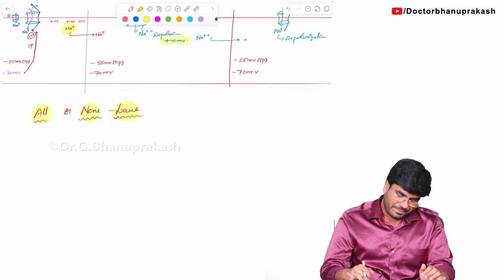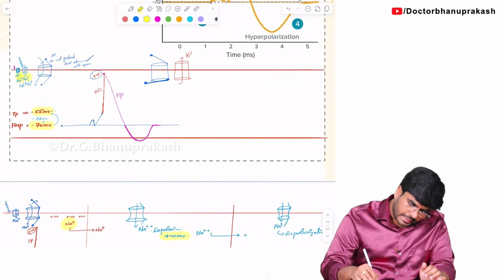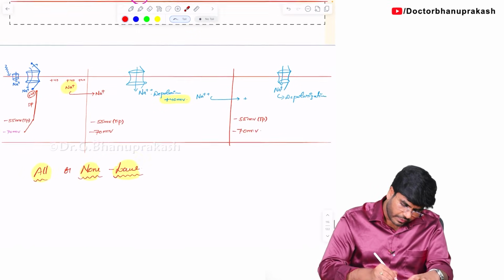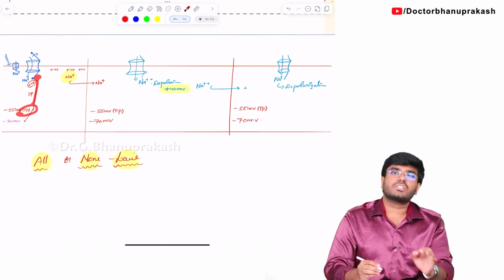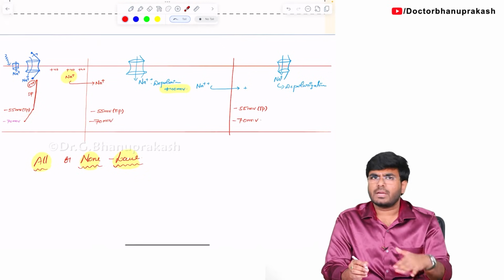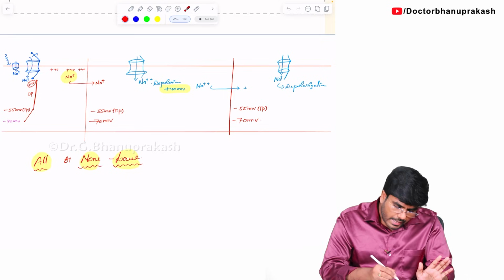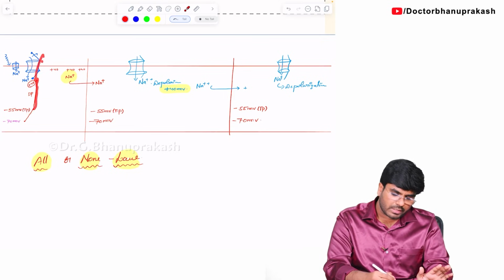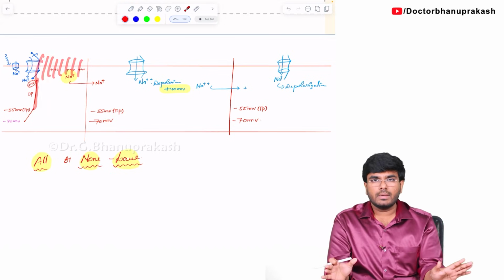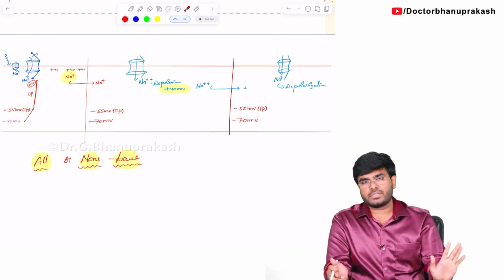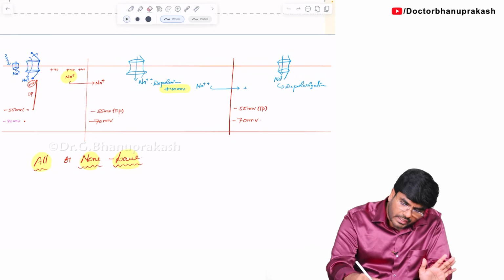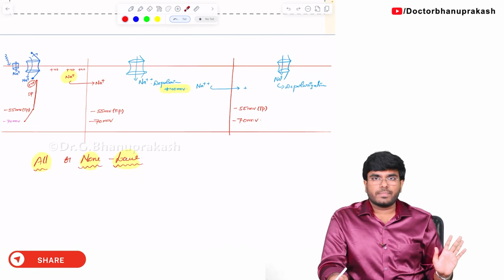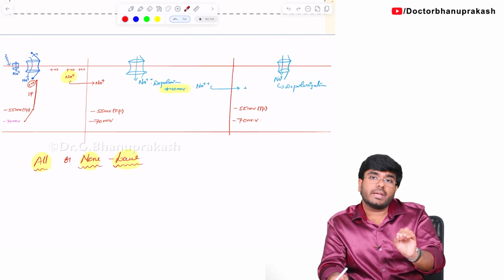What I am trying to say is, once threshold is attained, once you have minus 55 millivolts in a neuron, there is going to be complete depolarization to plus 40 or plus 50 or plus 60, depending on the type of the neuron. All the voltage gated sodium channels in this region will open, so there is going to be complete depolarization. If threshold potential is not attained, there is no depolarization. There is no such thing as intermediate depolarization.